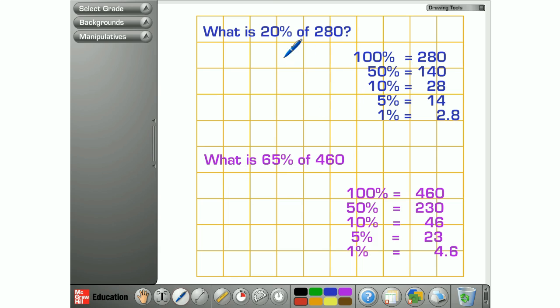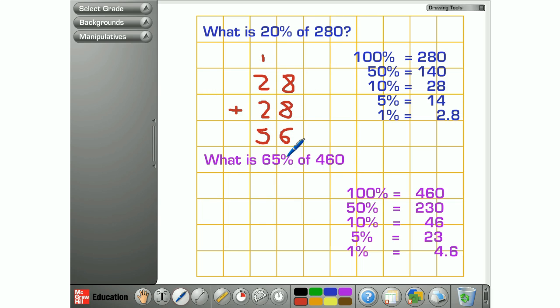Okay, so your answers. First of all, here are the percentages. 10% would be 28. We want to know 20%, so that's 28 add 28. 8 plus 8 is 16. Carry the 1 over, and 1 plus 2 plus 2 is 5. So in that case, 20% of 280 is 56.